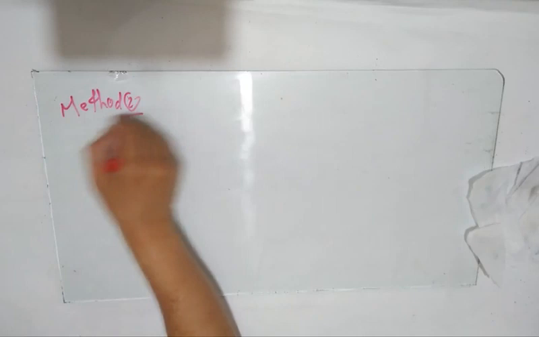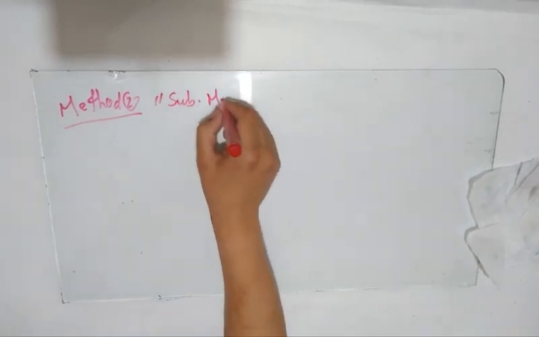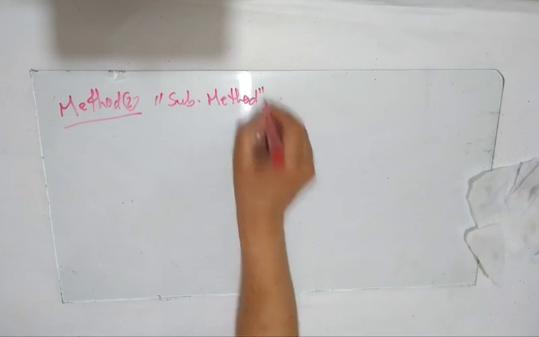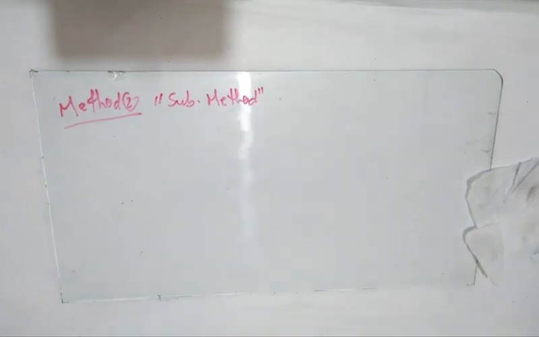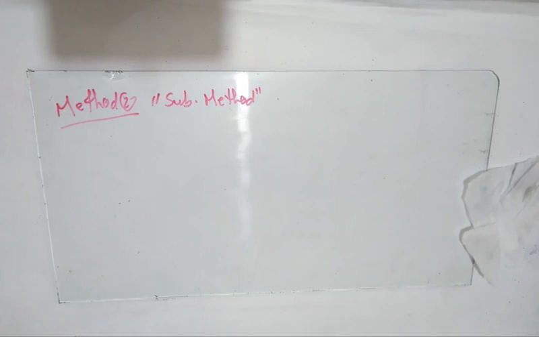So method 2, you can call it the substitution method. Okay, here we will substitute by real numbers, and most of the time we will substitute by the zeros of the denominator. Let's see how we can do that.